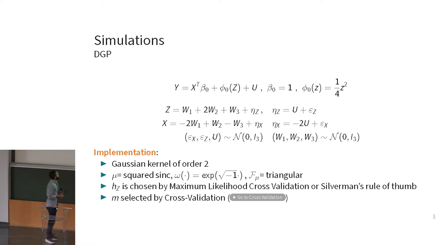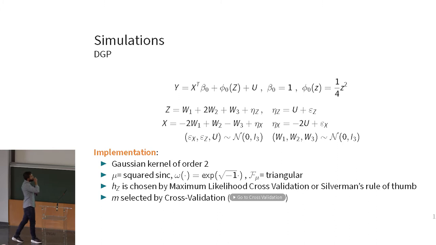Okay? So for the implementation, we use a Gaussian kernel of order 2. We use mu as a squared sinc density, and omega as a complex exponential. This is quite a convenient choice, because then the f mu, the characteristic function of mu, is just a triangular density. So it's quite fast from a computational point of view. Then hz is chosen to be either the cross-validated bandwidth or the bandwidth obtained by Silverman's rule of thumb. On the other hand, M, the number of Landweber-Fridman iterations, is selected by a cross-validation method. So it's an empirical selection in this case.